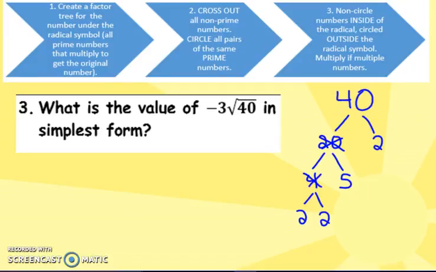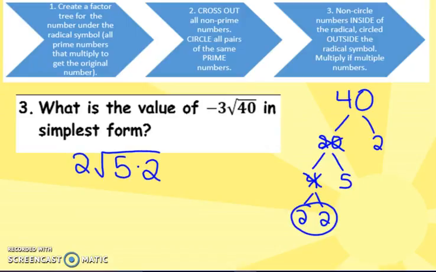And then I'm going to circle my pairs. Well, I have a pair of 2s here. I don't have a pair for that 2, and I don't have a pair for that 5. So now if I put the circled on the outside and what we didn't circle on the inside, I only have one pair of 2s on the outside. On the inside, I have, however, a 5 and a 2. So we're going to multiply it. So from here, it looks like our answer should be 2 times the square root of 10.